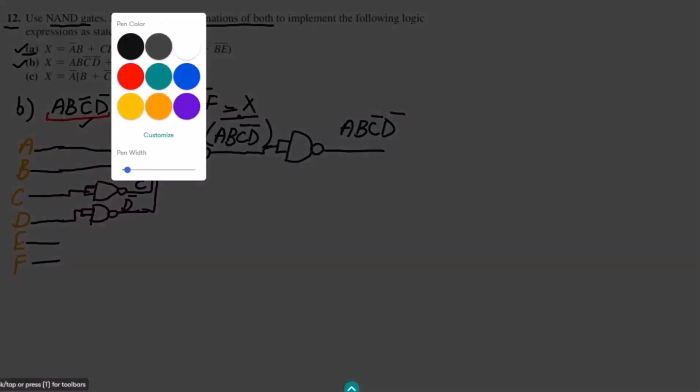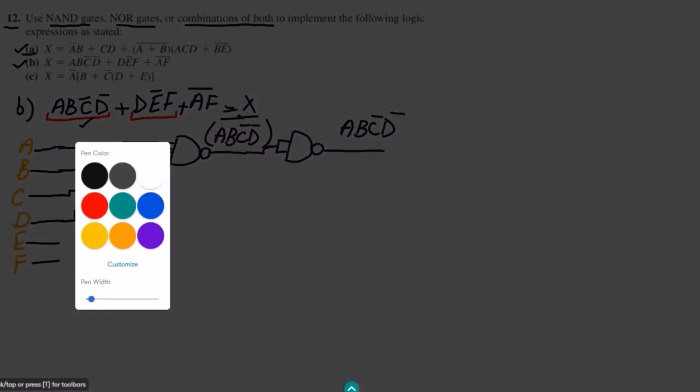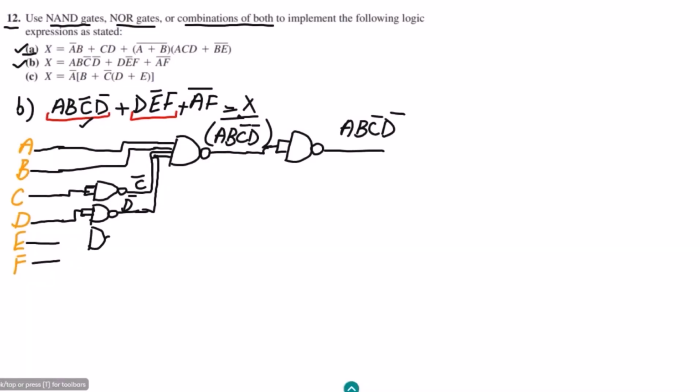Similarly, now I have to find out this second product, and that is D E complement F. Okay, so first of all, let me complement this E as well. So complementing this E using this NAND gate with the two inputs combined together, here I will get this E complement. After it, as I have D E complement F, let me use another NAND gate here.